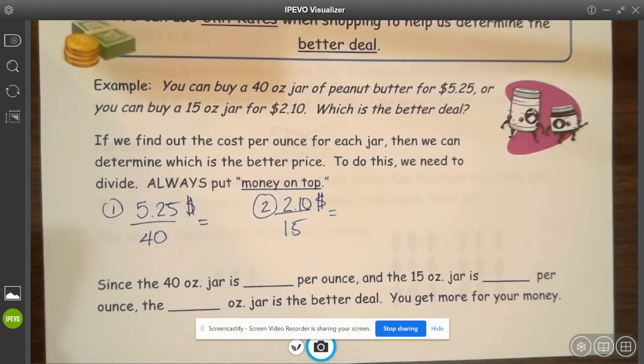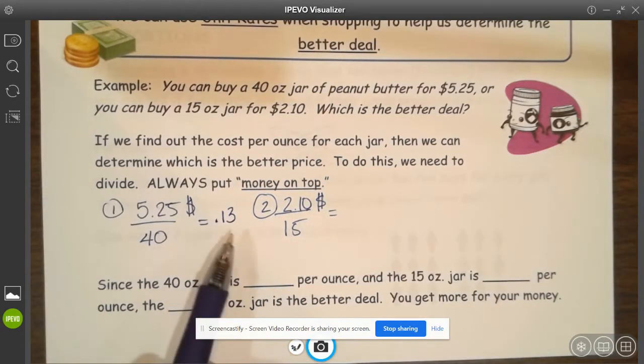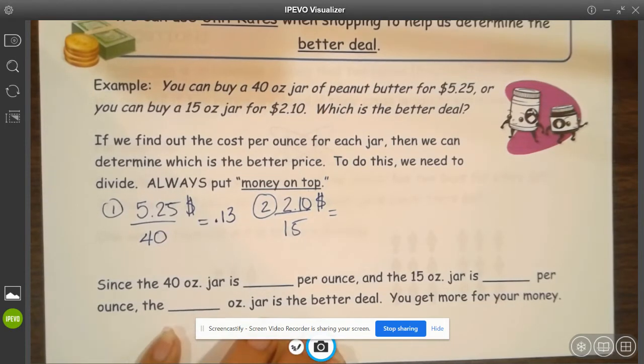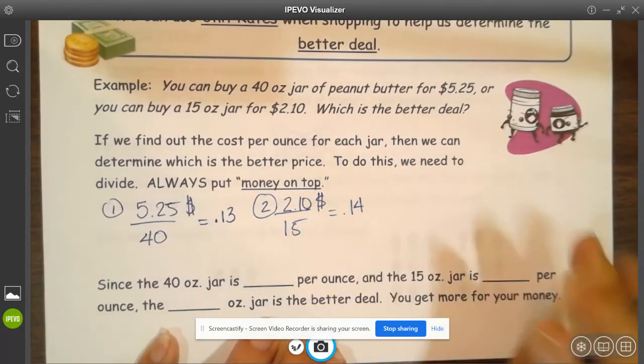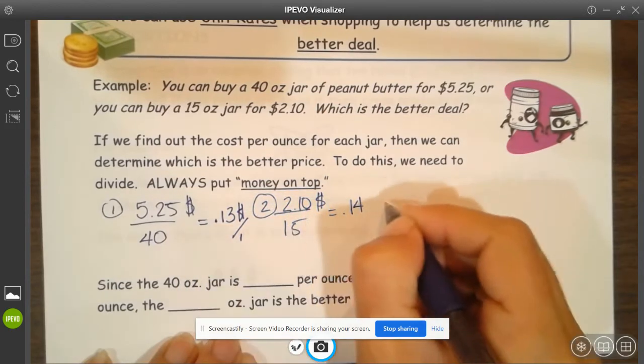Go ahead and divide. I'll use the calculator, right? So we got 5.25 divided by 40 on the first deal. That's 0.13. You can just do 2 decimals. And then 2.10 divided by 15 ounces. That's 0.14. Very close. Very, very close. That is money per 1 ounce.